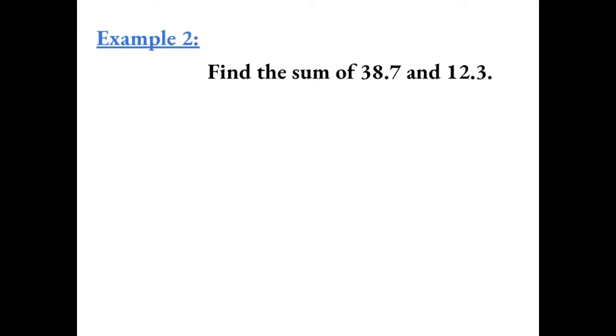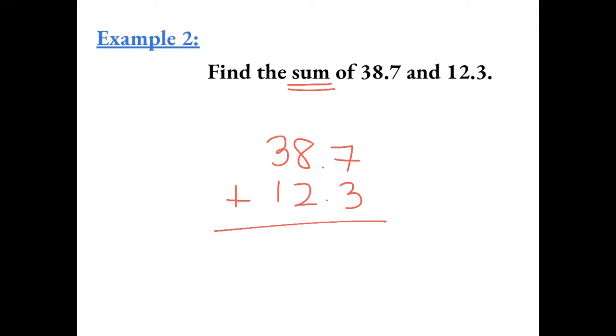Example 2. Find the sum of 38.7 and 12.3. So again, we know that sum means we're going to be adding these two numbers. So let's line up our decimals. 38.7 plus 12.3. 7 plus 3 gives us 10. Carry over the 1. 8 plus 2 gives us 10.